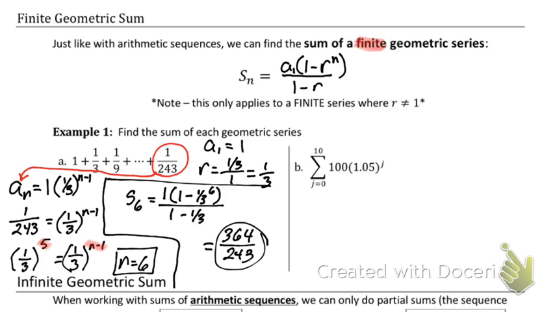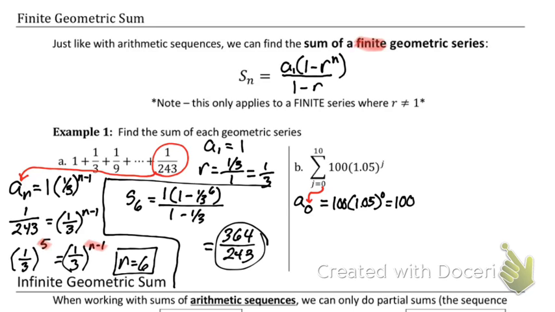All right, our next one. It is definitely finite. It is definitely geometric, because geometric is exponential. I have something raised to the j power, so it is geometric. So I need 3 values. I need my first term. Well, my first term is actually not a sub 1. It's actually a sub 0, because we start at 0. So a sub 0 is going to be 100 times 1.05 to the 0th power. Well, that just equals 100.